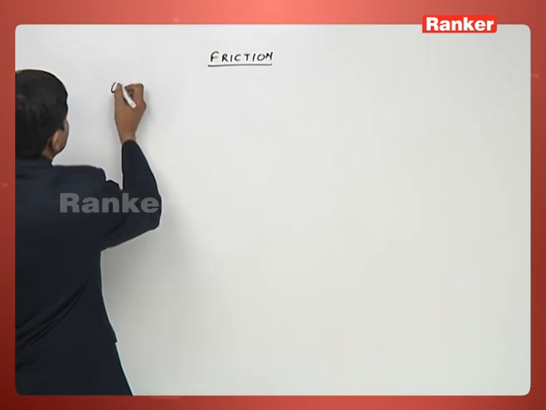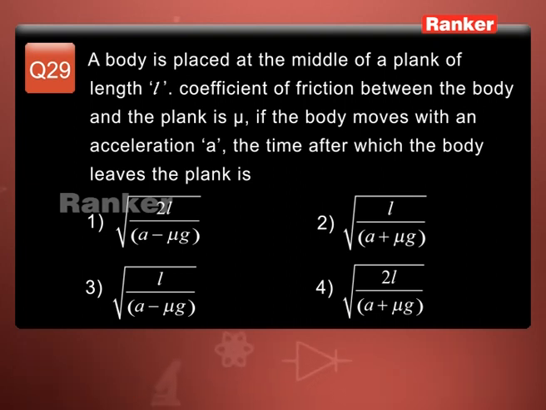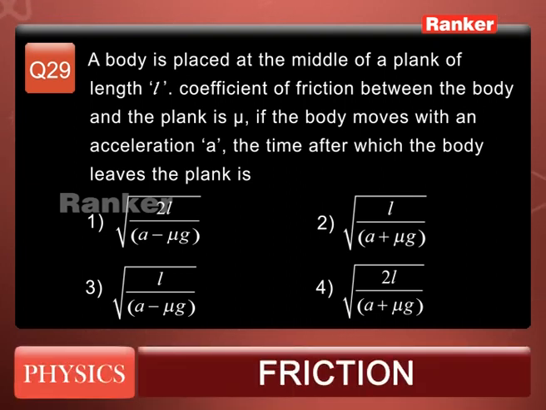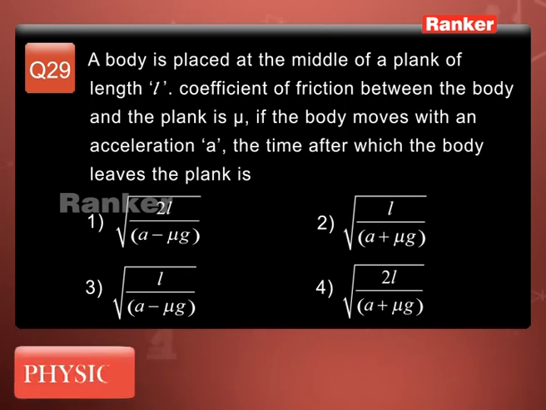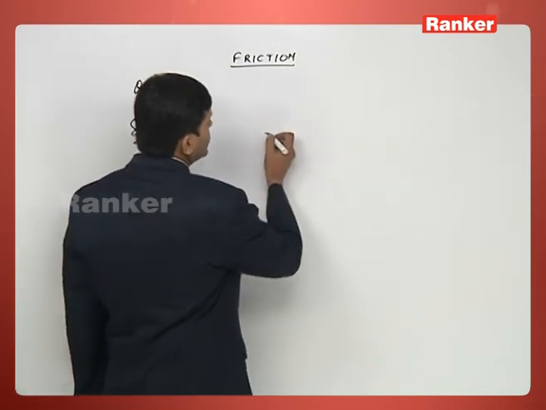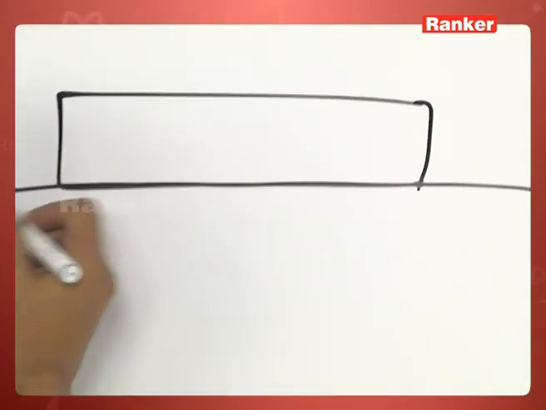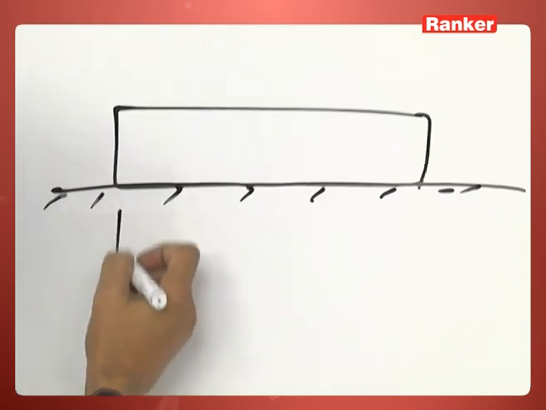Okay, now see question number 29. The question is like this: a body is placed at the middle of a plank of length L, and the coefficient of friction between the body and the plank is mu. If the body moves with an acceleration A, the time after which the body leaves the plank is? According to the question, let this be a plank kept on the ground, and the length of the plank is given as L.